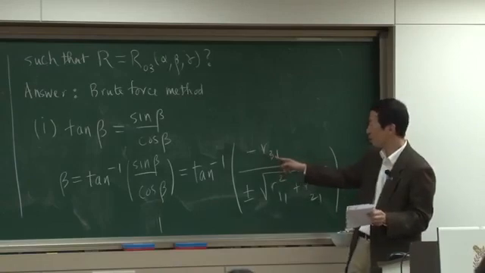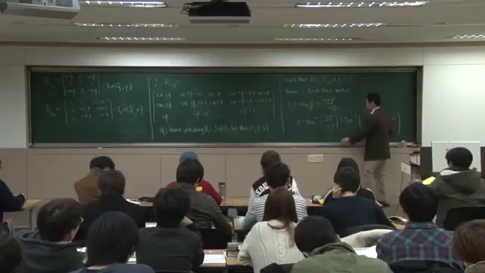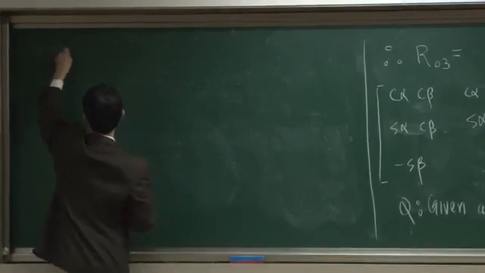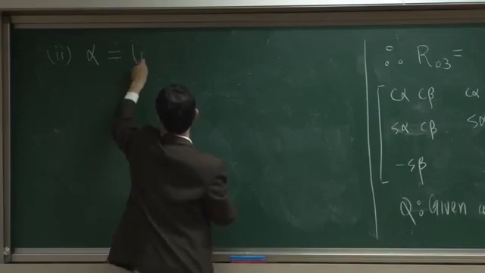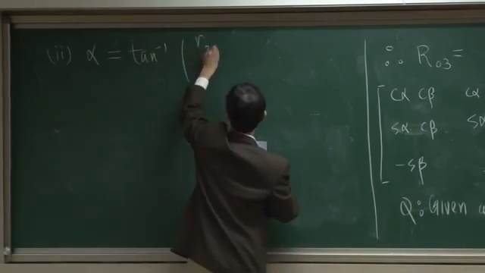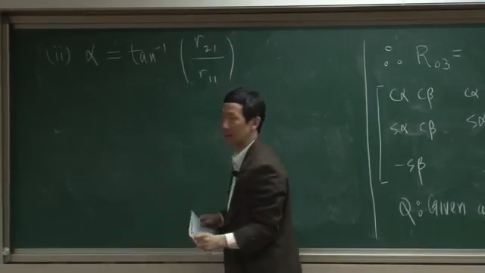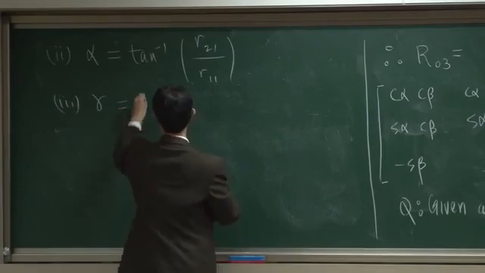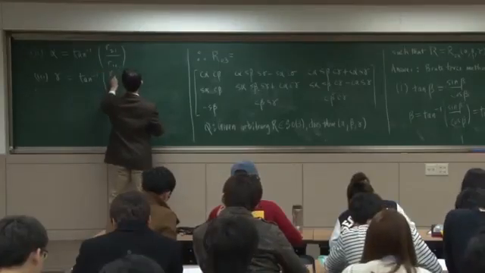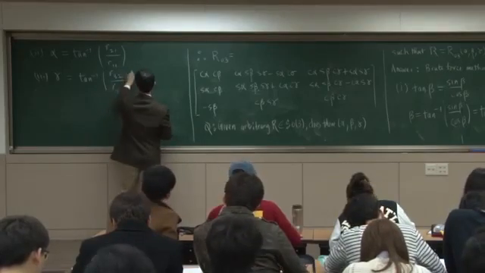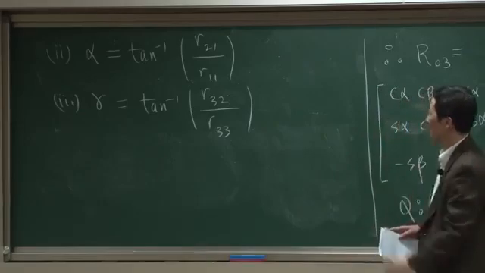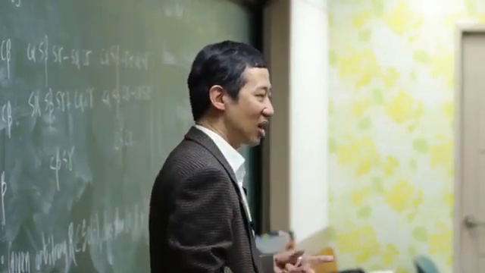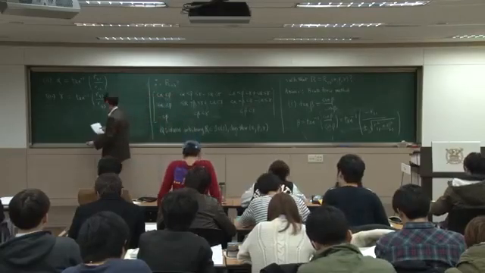R31 refers to the 3-1 entry of the rotation R. So first find beta, then find alpha as the inverse tangent of R21 over R11, and then third step, gamma is the arctangent of R32 over R33. So that's the brute force method. Just look at this matrix very carefully, and use your knowledge about trigonometry to find alpha, beta, gamma.